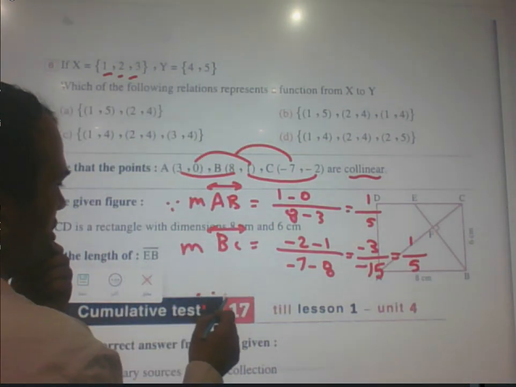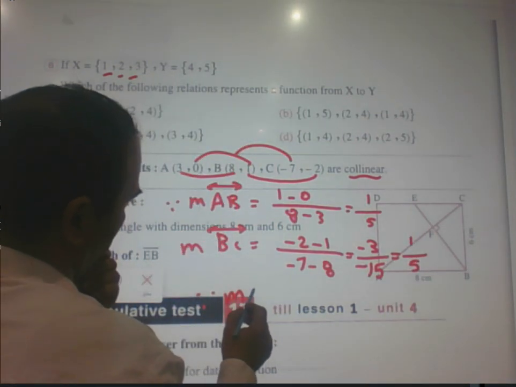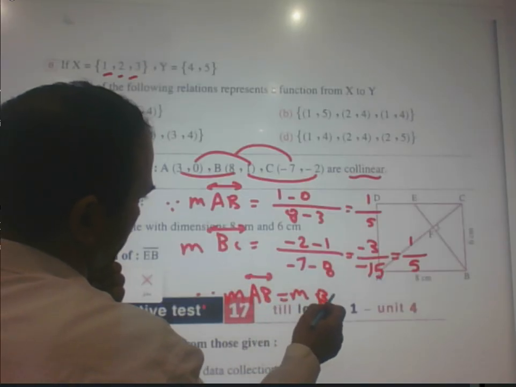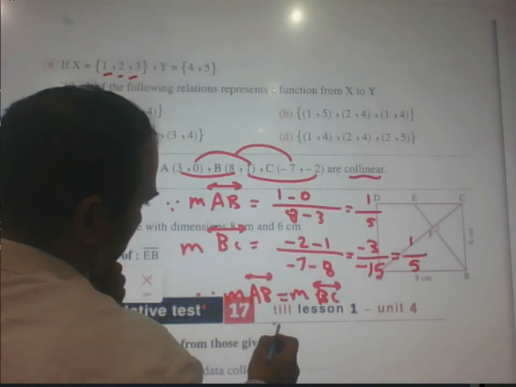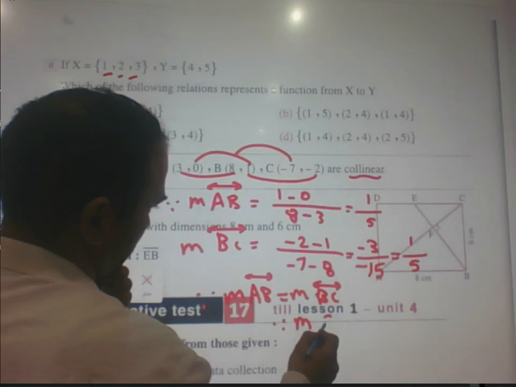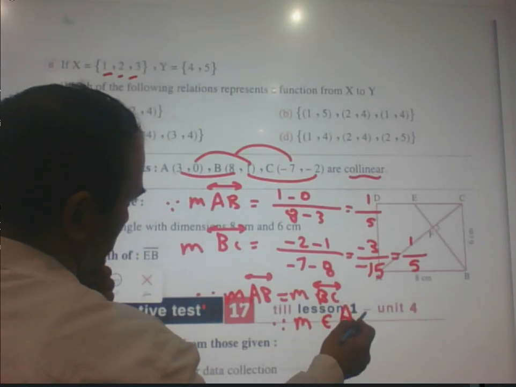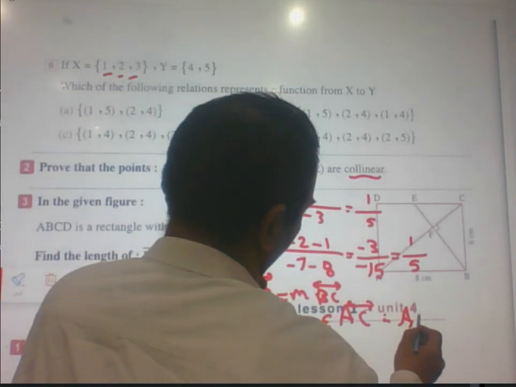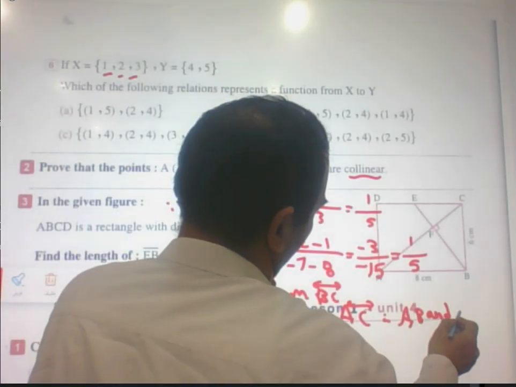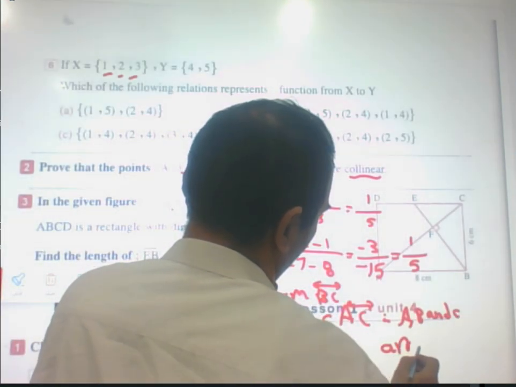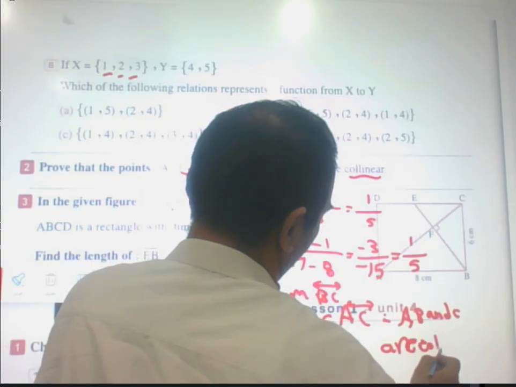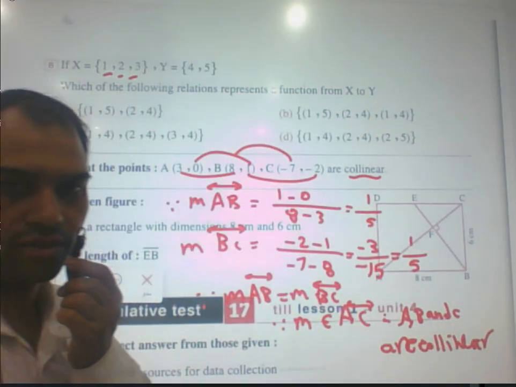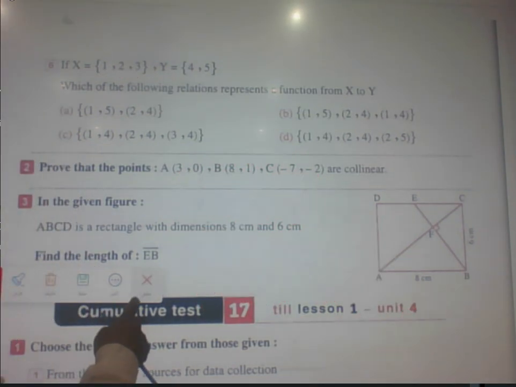Such that the slope of AB is equivalent to the slope of BC, and B belongs to AC. Then A, B, and C are collinear. They are collinear. Okay. Next question.